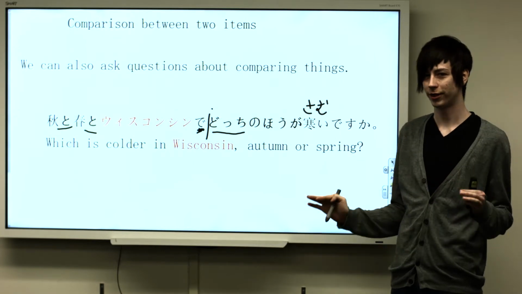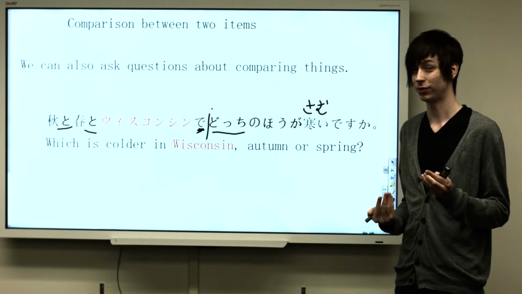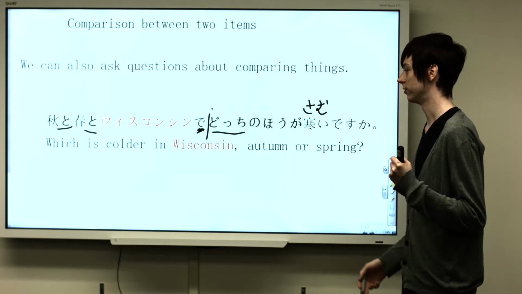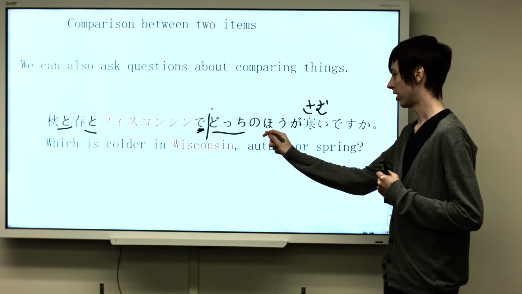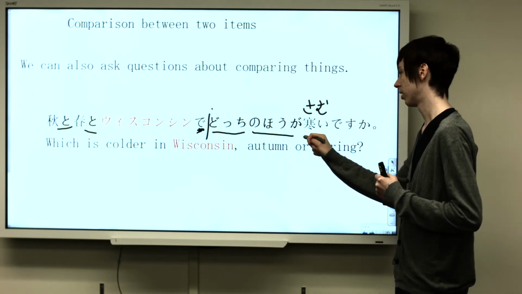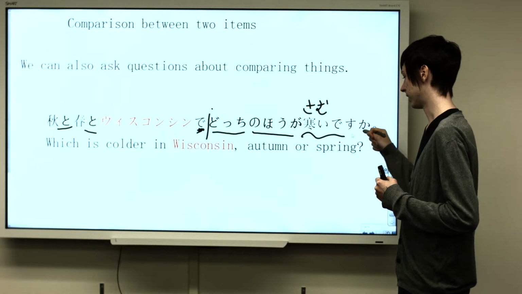If we're comparing three things or more, we don't use dochi, we use dore. But in this case, we're comparing aki and haru. So dochi works well here. Dochi no hou ga is most or is more cold. Samui desu ka?